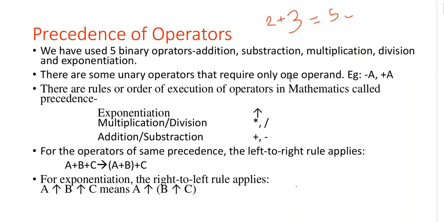But there are some unary operators also, that is, we put minus before any operand, that is minus a and plus a also. You must have heard about the negation operator, it is also a unary operator. It takes only one input at a time.